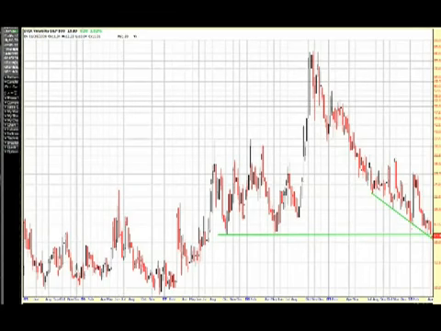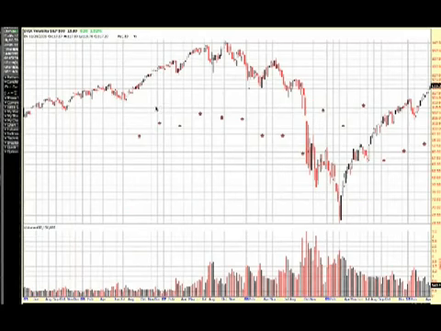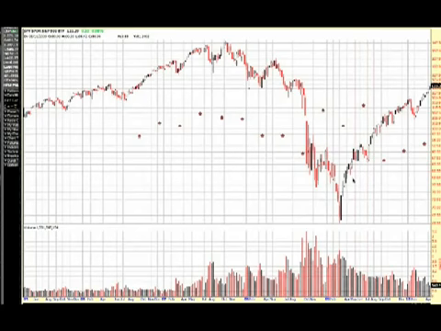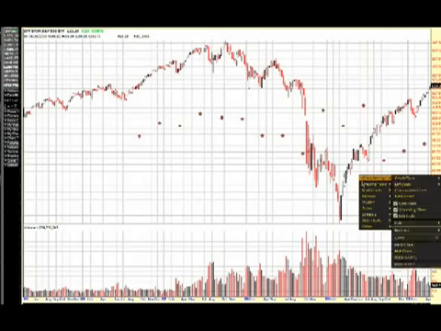So now let's look at the SPY, which should be heading up since the volatility is going down, and yes, it is. And here would be a simple trend line heading up. Let's go ahead and draw that.